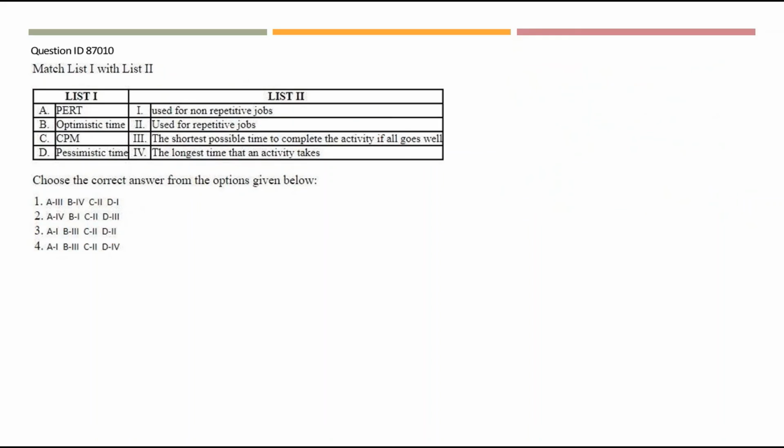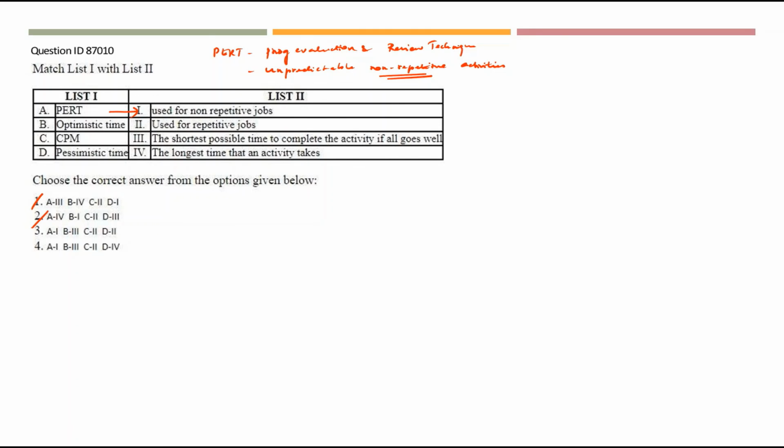Next question. Match list 1 with list 2. What is PERT? Program evaluation and review technique. It is used for unpredictable, non-repetitive activities. PERT is used for non-repetitive jobs. Jobs or activities both mean the same. So A is mapping to 1. Two options are ruled out.